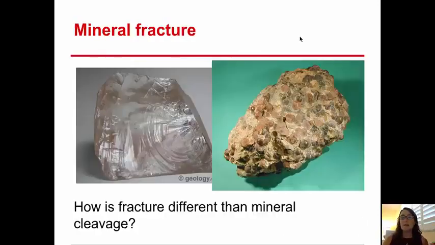Minerals that don't exhibit cleavage would exhibit fracture. In other words, they break in a more random pattern, or sometimes they break in a pattern like the quartz on the left picture here, which is a conchoidal or a shell-like shaped pattern. This is mineral fracture and not mineral cleavage in these specimens.